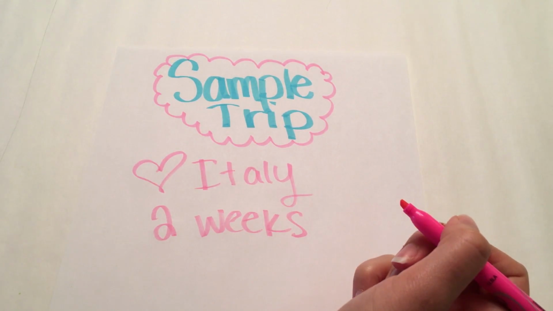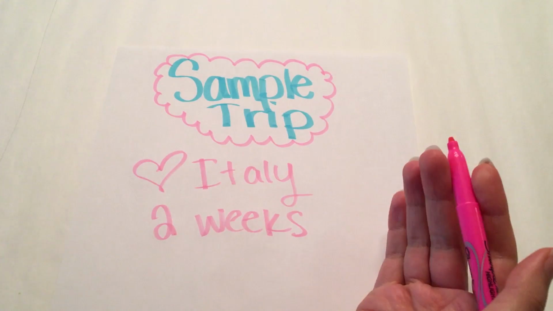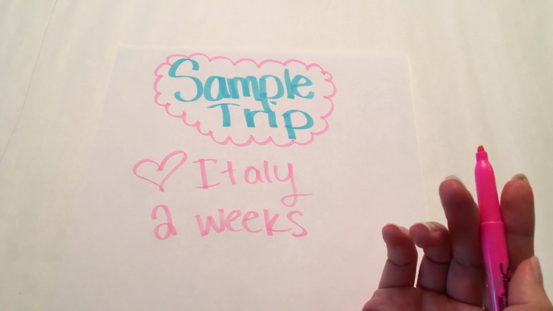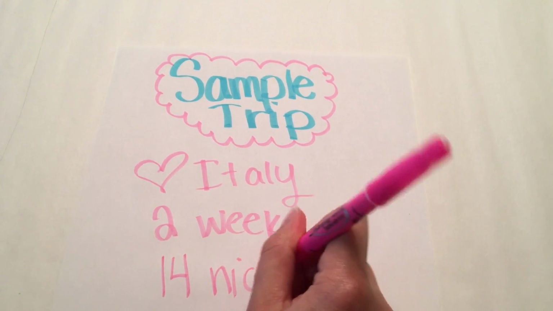So the first thing you need to do is make sure that you know how many actual nights that is. So if you were leaving on a Saturday and coming back on a Saturday after 2 weeks, that would be a total of 14 nights.